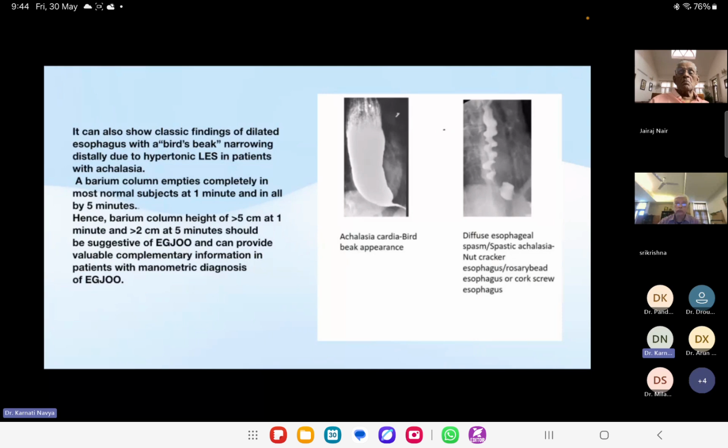It can also show classic findings of a dilated esophagus, such as bird beak appearance in achalasia or a corkscrew appearance in diffuse esophageal spasm, nutcracker esophagus.